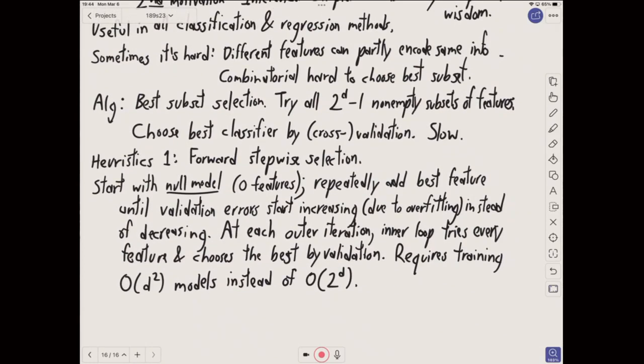And by the way, sometimes you stop early. If there are only a small number of predictive features and a lot of not predictive features, then it won't actually take d-squared time, because as soon as you run out of predictive features, it stops. So that's why this might be a good choice for spam.